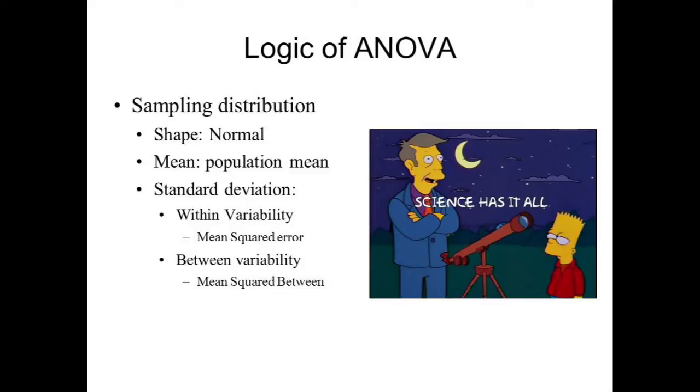So what we need to do here is take the total standard error, which you remember is the standard deviation of the sampling distribution, and we're going to split it. We're going to divide the total standard error into the standard error within, which is called mean squared error, and then the between standard error, which is going to be called mean squared between. That's going to let us determine where our variability is coming from and if there's any differences somewhere in our data.